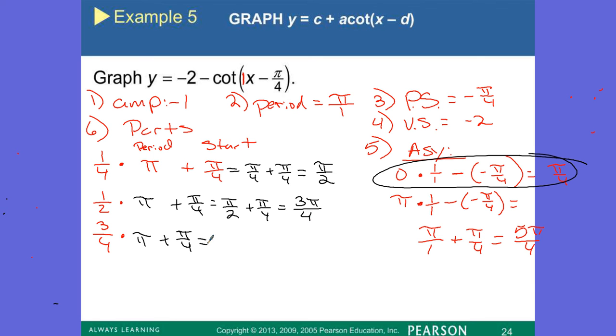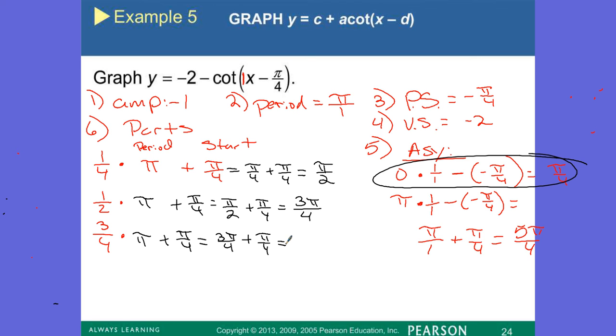So the next one over here, it's going to be 3 pi over 4 plus pi over 4. It's just going to be pi. They're already a common denominator here, right? So I don't have to do all the cross. But if you did the cross, you're still going to get the same answer, because it would be 12 pi plus 4 pi over 16. So 12 and 4 gives me 16 over 16, right?